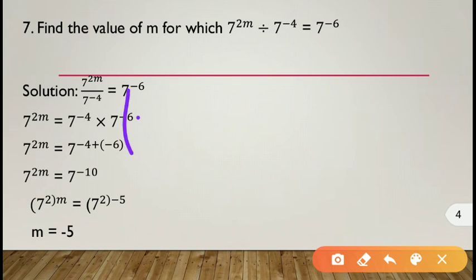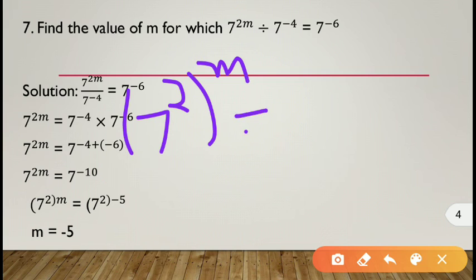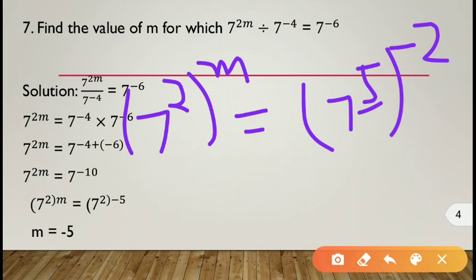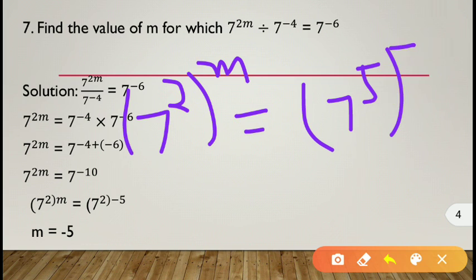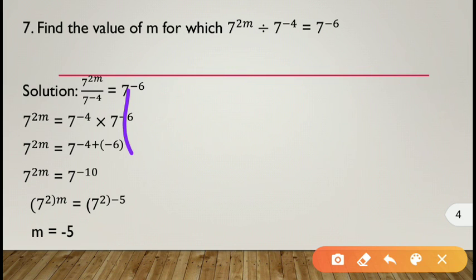But if it was written like this, we can't equate. This will give you minus 10 as the power, but here both bases are not same. That's why, for making the base same, I have written 7 square to the power minus 5. So the value m is equal to minus 5.